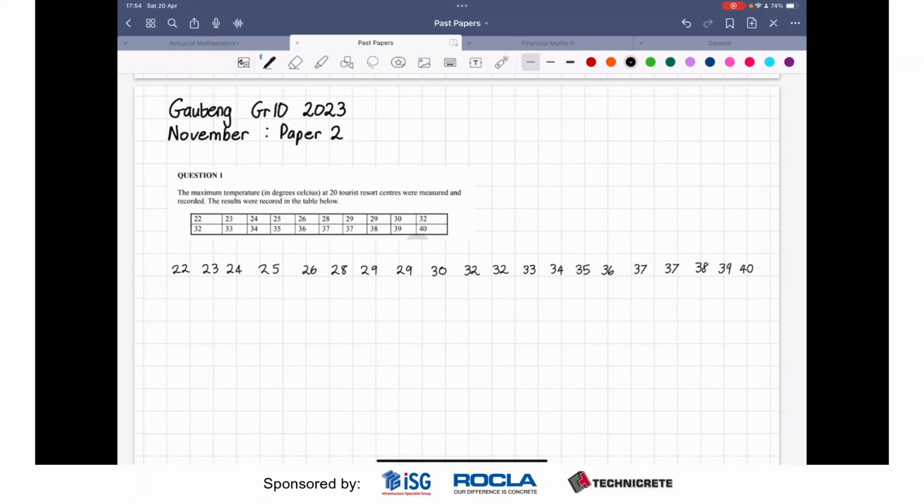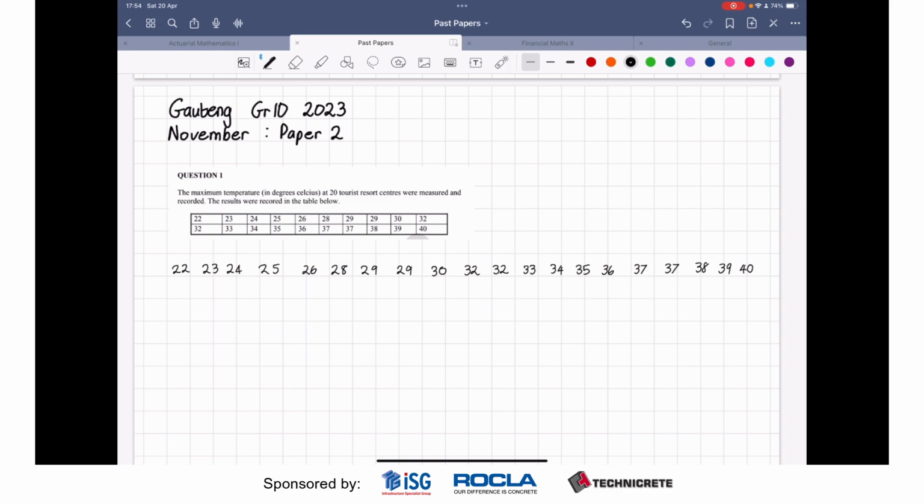Gauteng, Grade 10, 2023, November, Paper 2. Question 1, this is a data handling question. We're given the maximum temperature in degrees Celsius at 20 tourist resort centres were measured and recorded. The results were recorded in the table below.